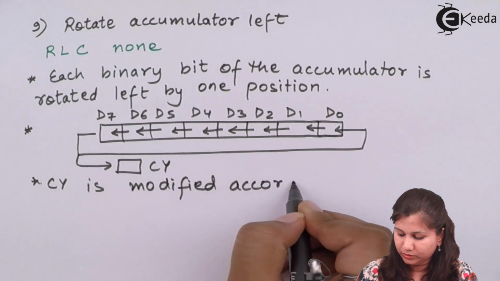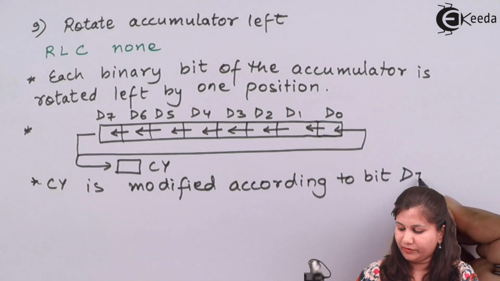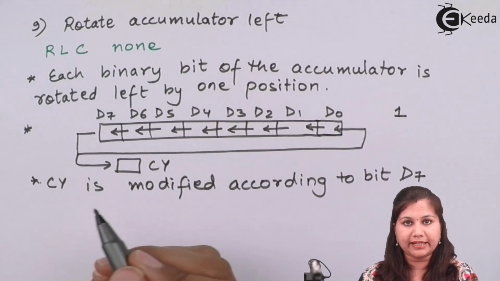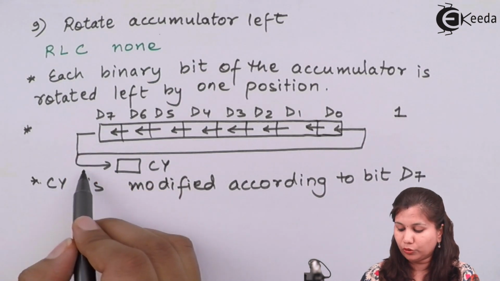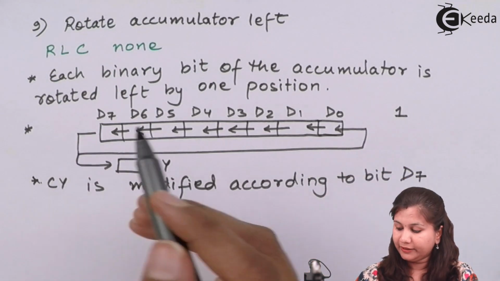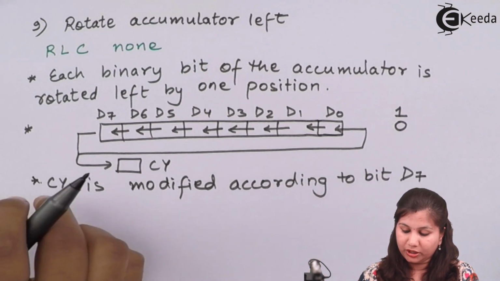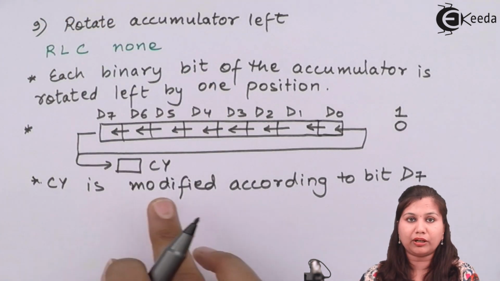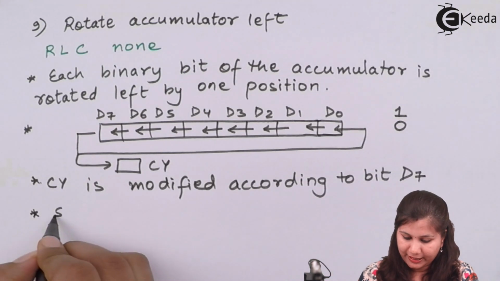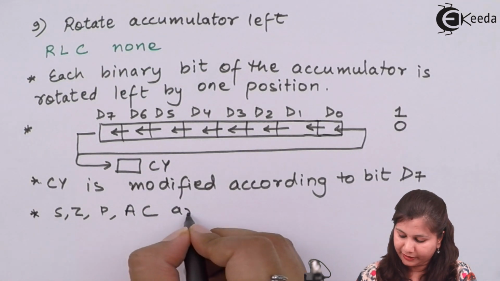according to the bit number D7. Suppose bit number D7 is 1, so the carry flag will be set, because this D7 bit goes to the carry flag and also to the D0 position. Similarly, if the D7 bit is 0, then the carry flag will be reset. So due to this RLC instruction, the carry flag is modified according to the bit number D7. The remaining flags S, Z, P and auxiliary carry are not affected.